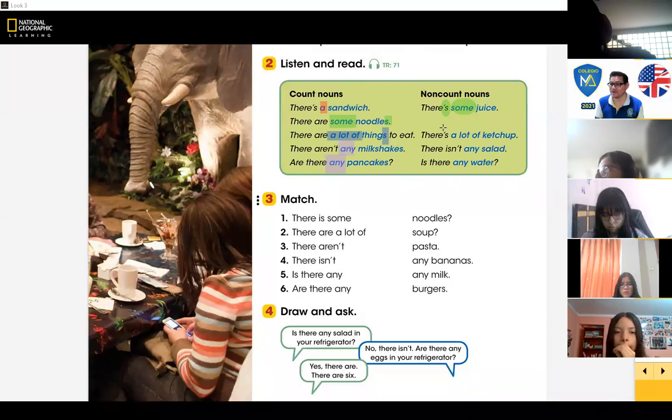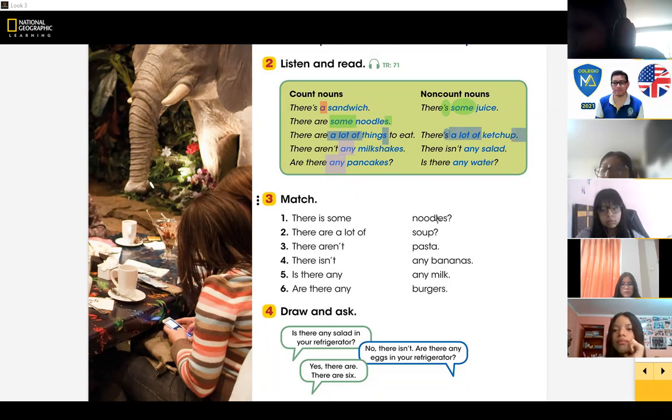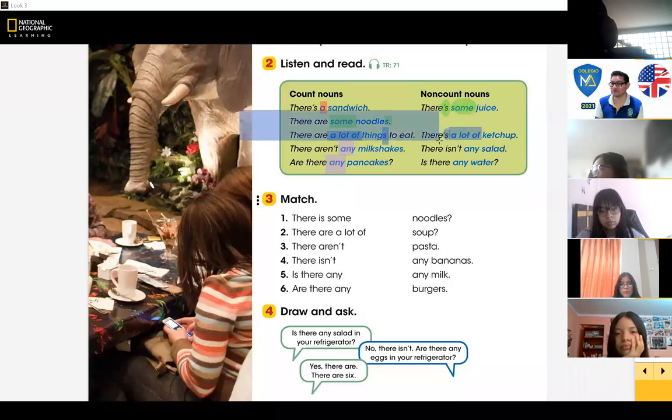Digo, there is, a diferencia de hace un momento, ¿no? Que decía there are. Ahora digo, there is a lot of ketchup. ¿Ya? Mira aquí. Estoy utilizando el a lot of, pero estoy utilizando ketchup en singular. ¿Ve? Entonces recuerdo, yo digo, there is some, there is a lot, pero en singular. A diferencia de there are some noodles o there are a lot of things.